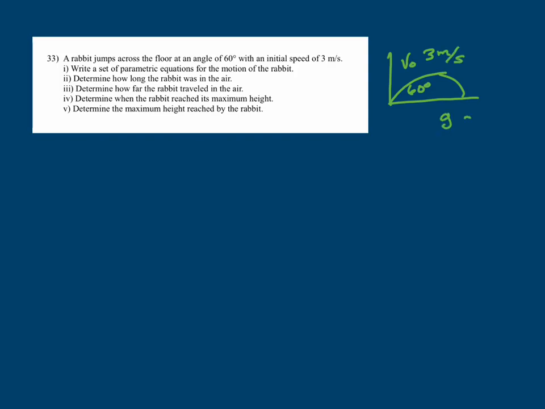So g is going to be 9.8 meters per second squared. Gravity, well, we won't even use units for gravity, don't worry about it. And h naught is equal to 0. So let's see what it says. Now here's another thing that in the homework it didn't ask this way, but that's what it's asking for. It says write a set of parametric equations for the motion of the rabbit. So basically it wants an x equals for the horizontal distance and a y equals for the vertical distance. So that's what part I is asking for.